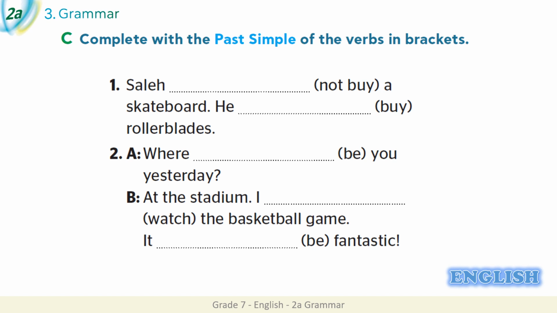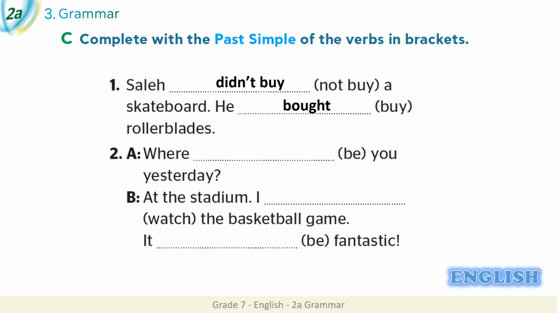That's perfect. Salih didn't buy. This is a negative form. We add didn't after the subject followed by the base form of the verb. How about the second part? That's correct. He bought. So this is an affirmative form. We used the past simple form, and this is an irregular verb. That's perfect. Let's move to number 2.